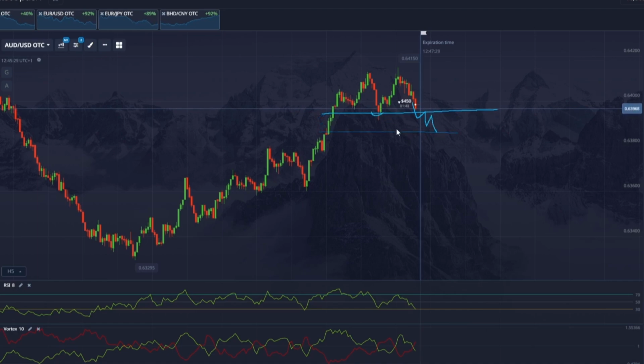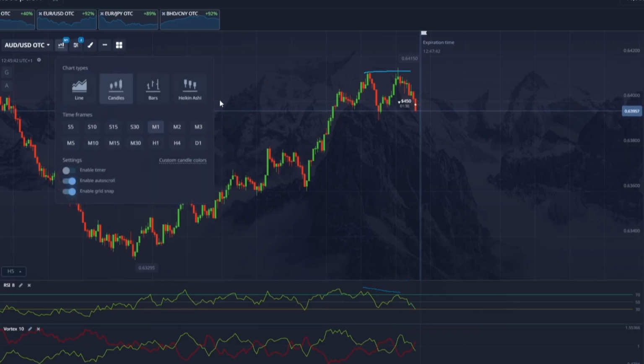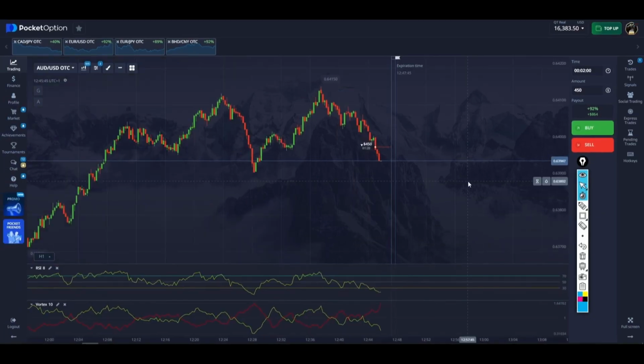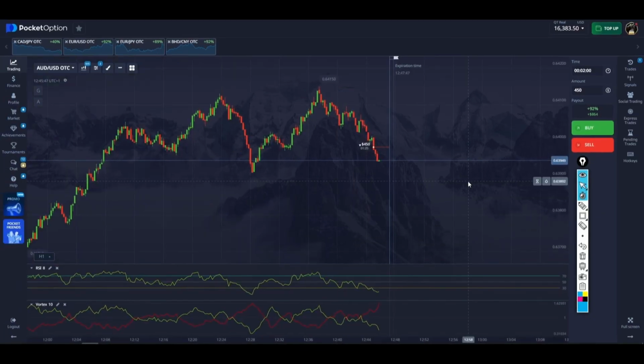The Vortex indicator shows seller dominance and the RSI is also moving toward the overbought zone. There's even a hidden divergence which strengthens the sell signal. As I see it, this is an excellent setup with a solid entry point. Let's watch and see how this trade plays out.